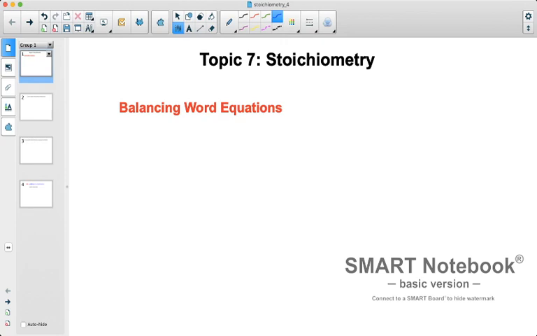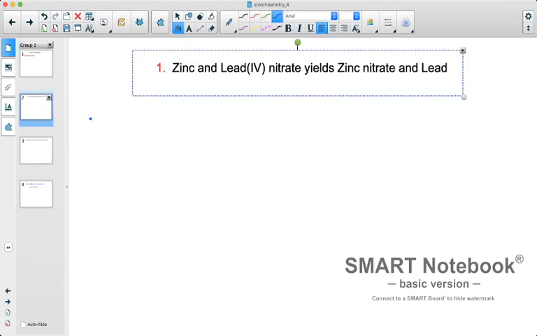I would suggest printing out or putting the worksheet in front of you and also having your reference table and a piece of scrap paper. So from the worksheet, the first question is zinc and lead, Roman numeral 4 nitrate, yields zinc nitrate and lead. So this is a word equation.